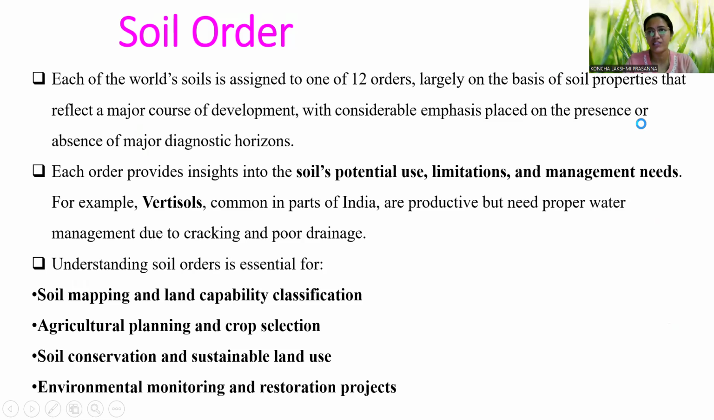For example, the vertisols, which are a major soil order present in major parts of India, are more productive, but they require proper water management practices, as they have very poor drainage conditions because of the swelling and shrinkage property of the clay seen in vertisols.